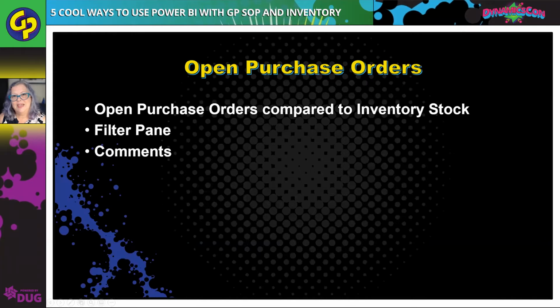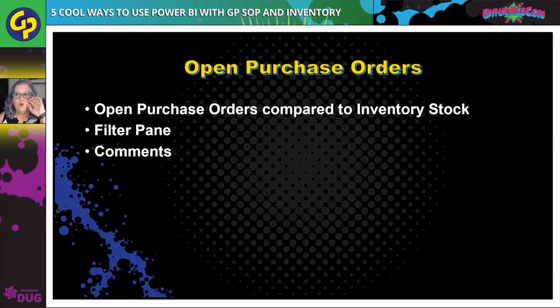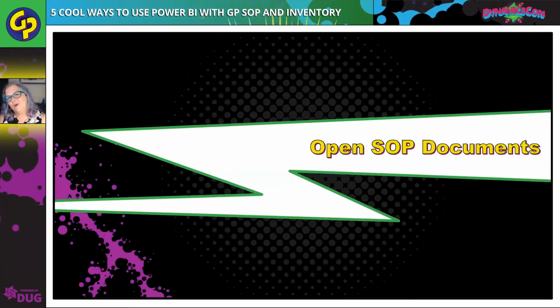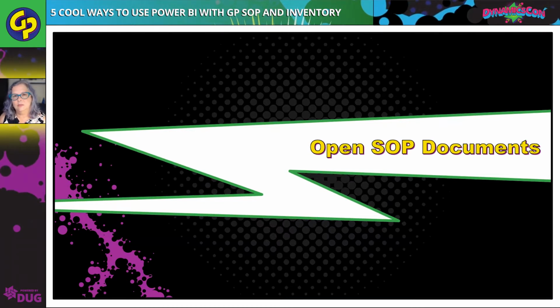So let's take a recap of what we looked at in the purchase orders. We looked at comparing our inventory stock to open purchase orders. We looked at using the filter pane, and we looked at comments, a feature inside of Power BI service. Now on to the thing that is most synonymous with the distribution inside of GP, and that is sales order processing. And we're going to look at the sales order processing documents in two ways, one for all open documents and one for historical documents.